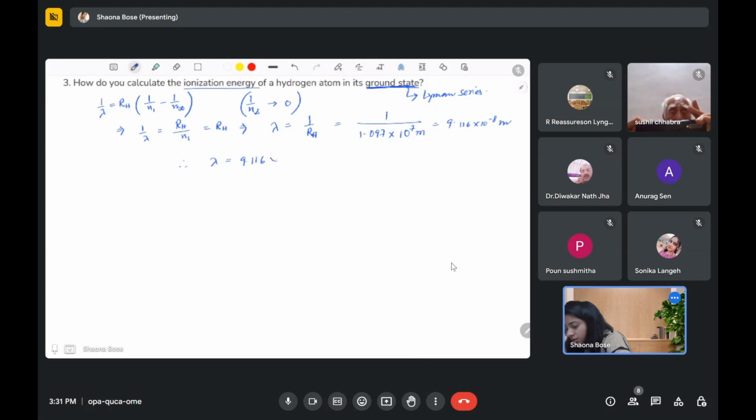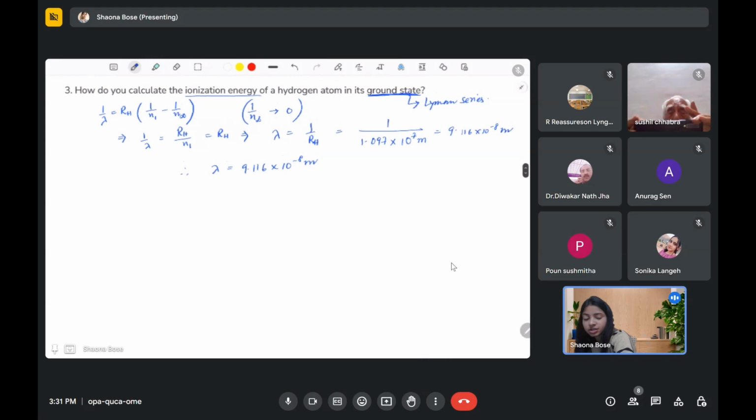So this is just the wavelength associated with this particular transition.